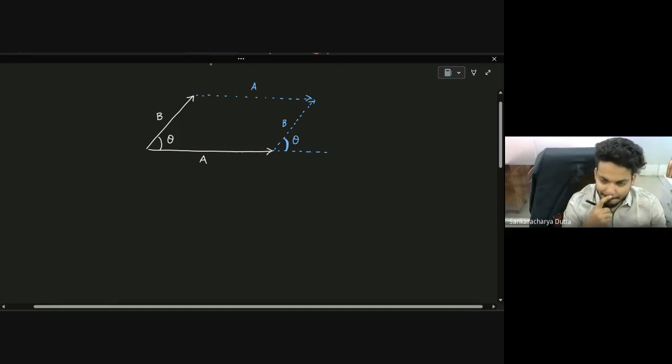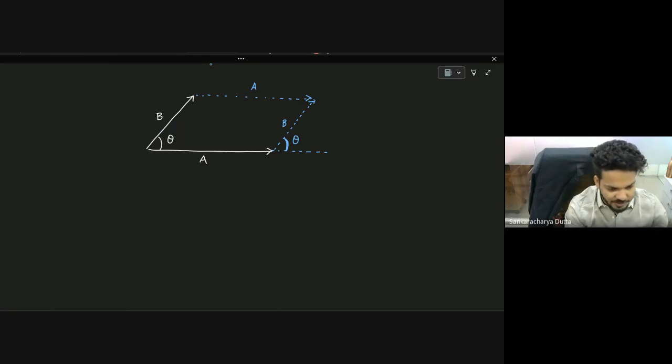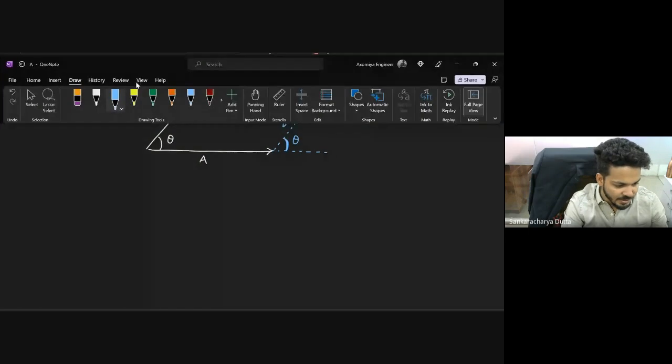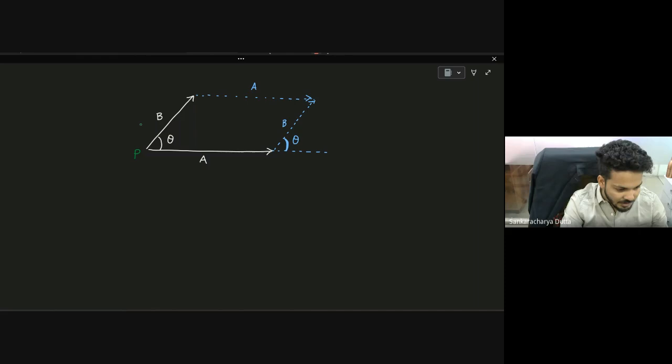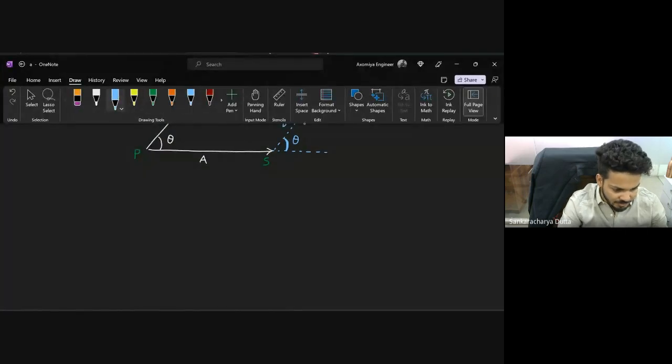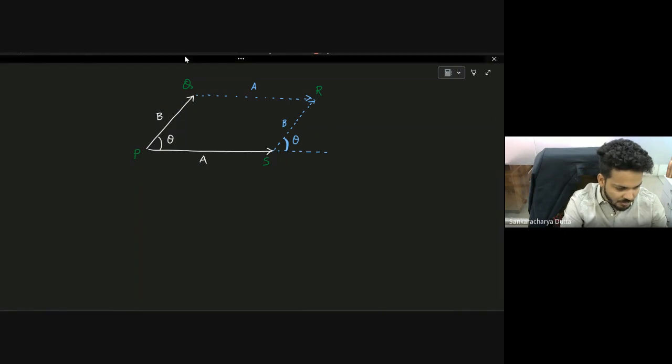How do I know this? Corresponding angles. These B vector and B vector are parallel to each other. A vector is acting as a transversal, and the two angles that I'm talking about are corresponding angles. Let's also name this particular parallelogram. Let's call this P, Q, R, S. And let's drop a perpendicular right here. I'm going to use the same color thing.